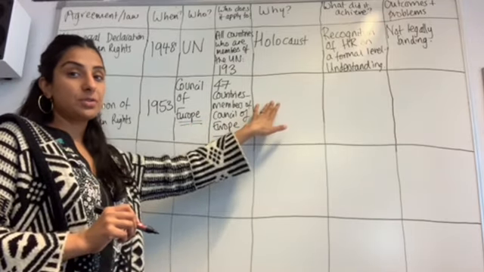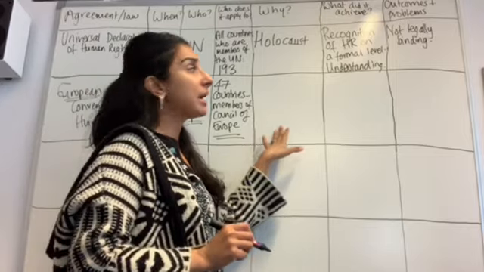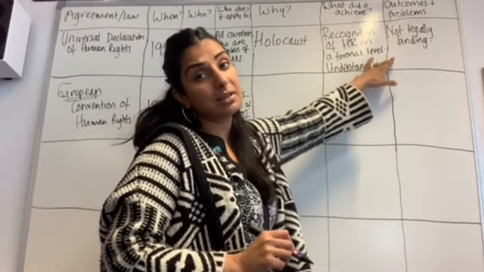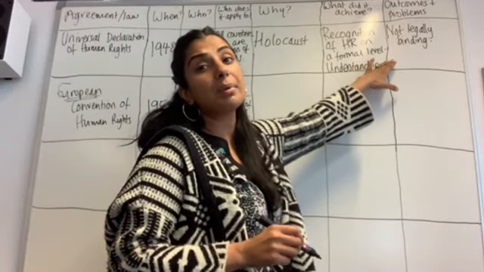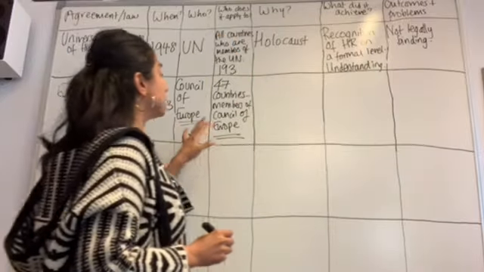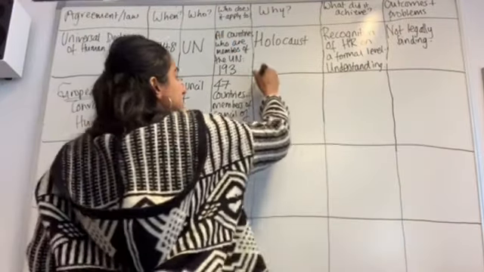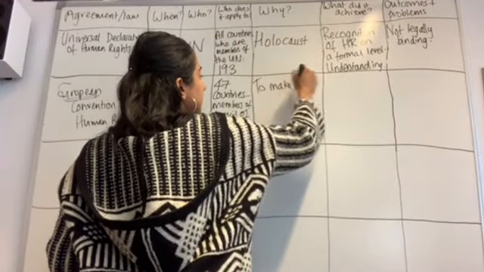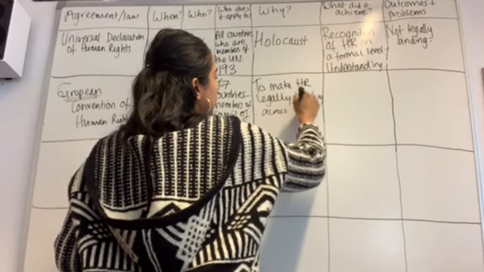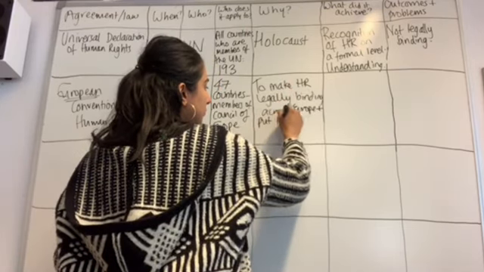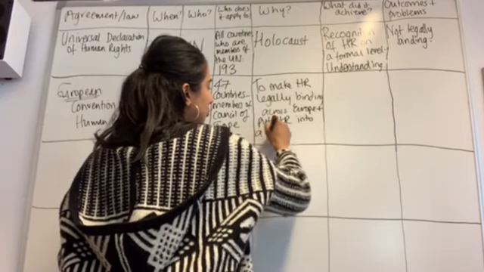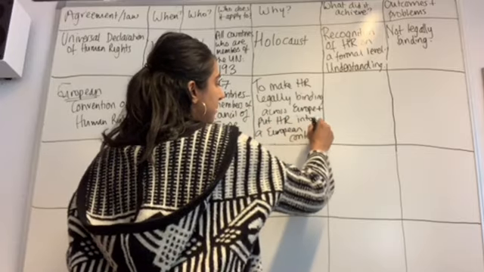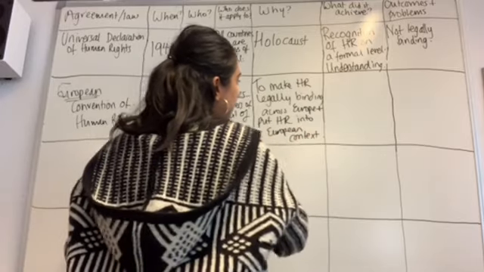Why was it introduced? It was introduced because they wanted to make human rights legally binding. They wanted to make sure that human rights were being upheld in all those 47 European countries. So to make human rights legally binding across Europe and put human rights into a European context. So making sure that it applies to European countries.